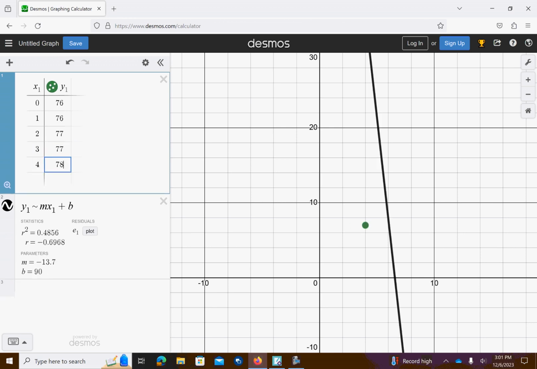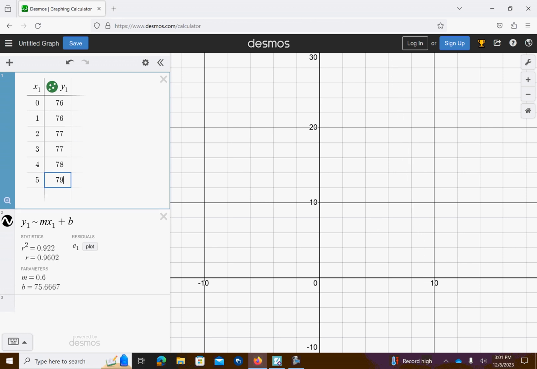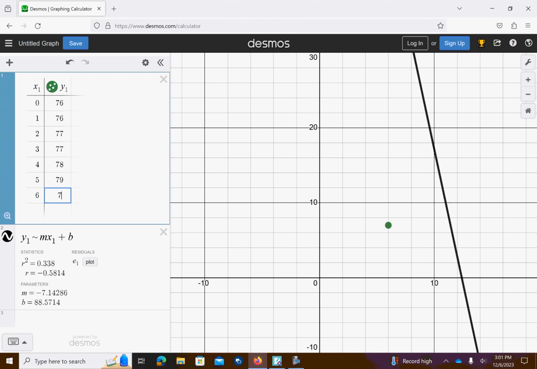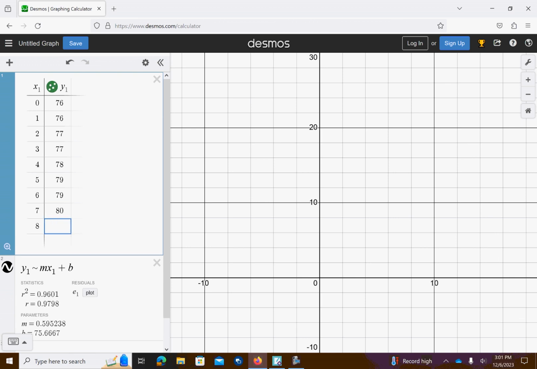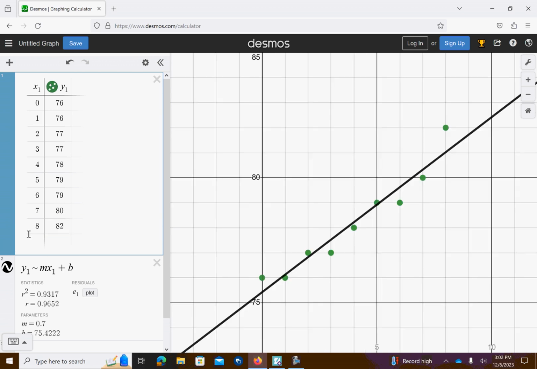4 and 78. 5 and 79, 6 and 79, 7 and 80, and 8 and 82. So more people in the room made it warmer. Again, I can't see it yet, so hit the little zoom fit, that plus in the magnifying glass. So that's what our data looks like. It changes our x and y axis so we can see it.